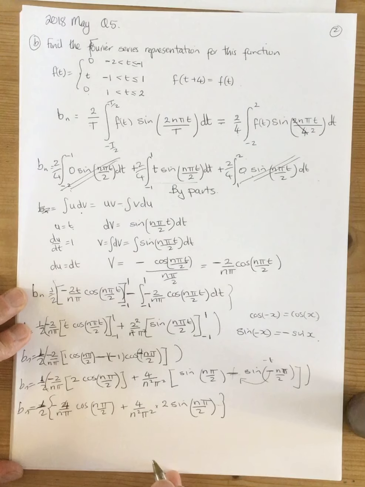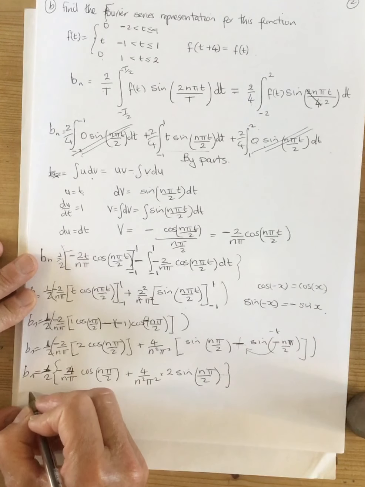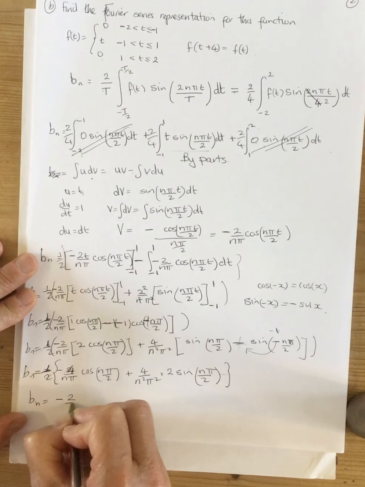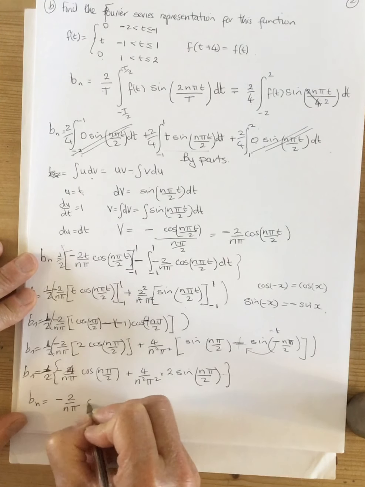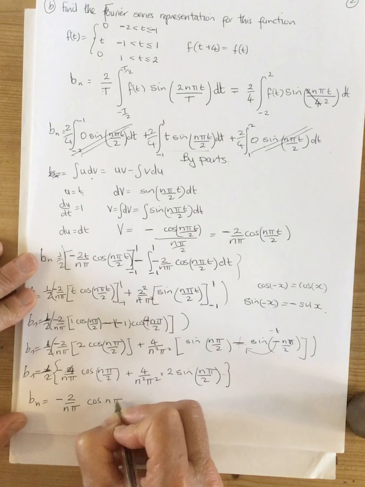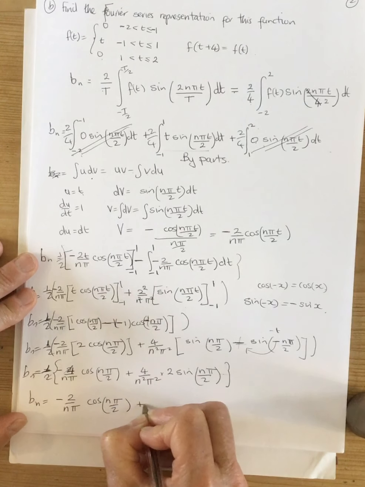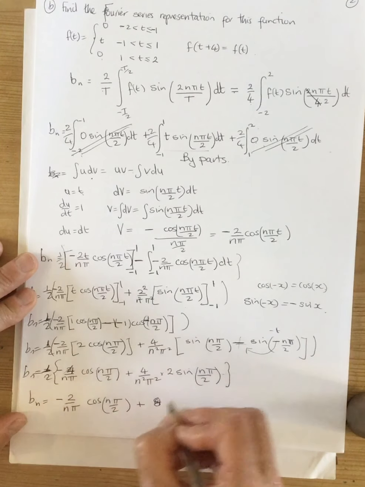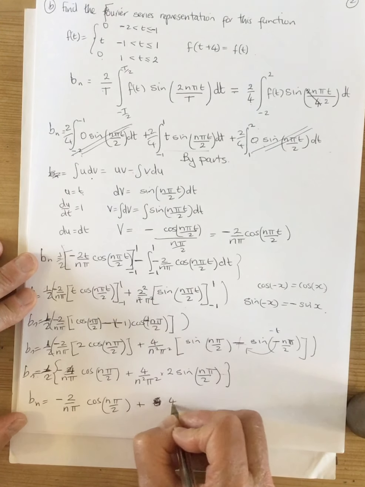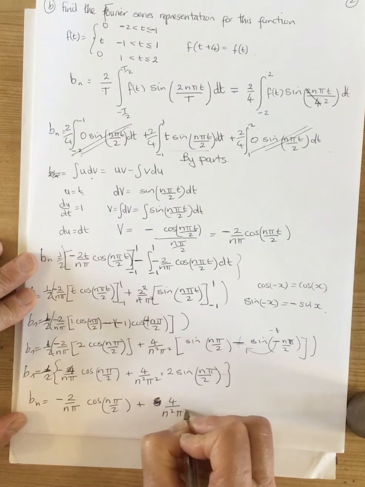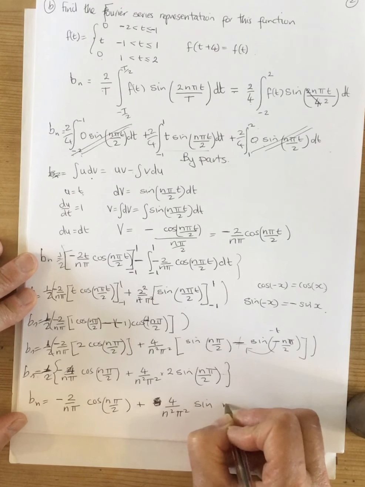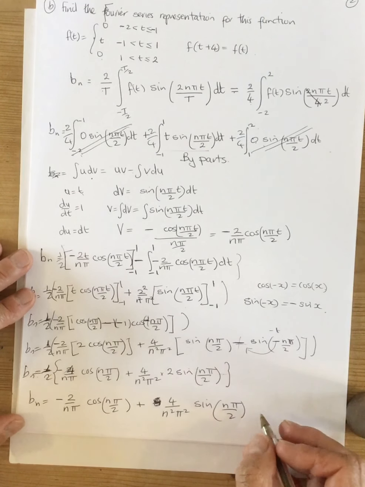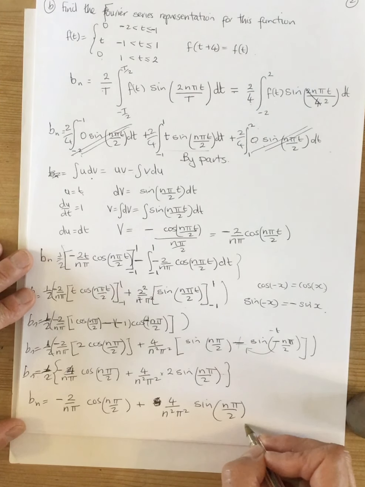So I can cancel this out, and I will have Bn equals, a 2 goes into that, and that will be minus 2 over n pi cosine n pi over 2 plus 4, 2 4s are 8, but it's divided by the 2, so it just stays 4 over n squared pi squared sine n pi over 2. And that's the Bn. Okay, well, not quite.